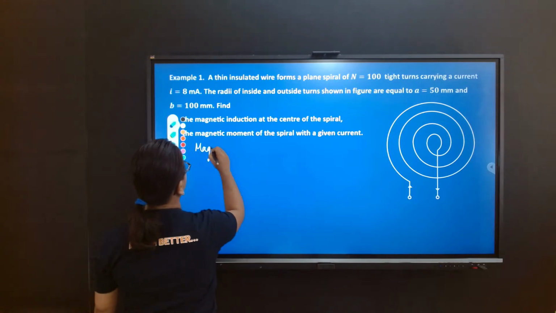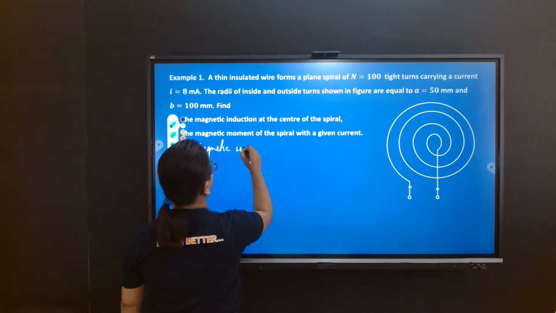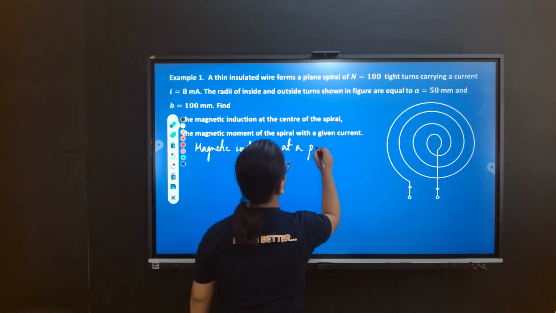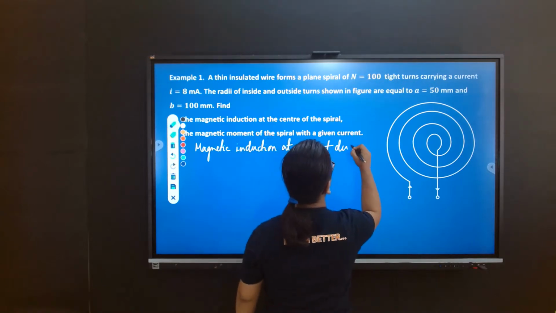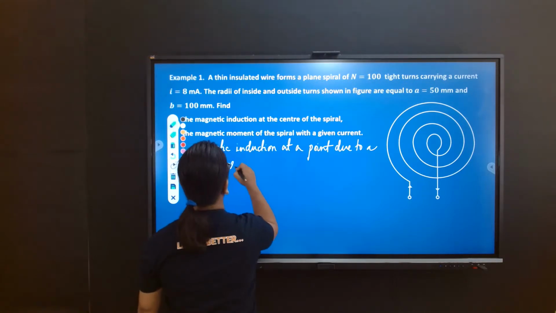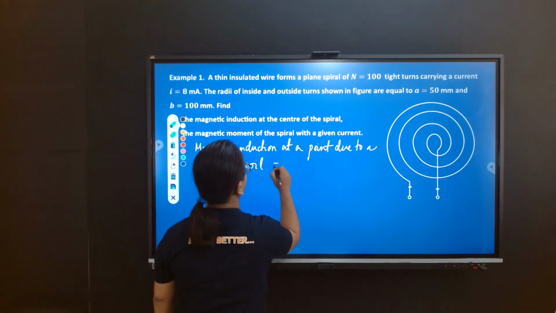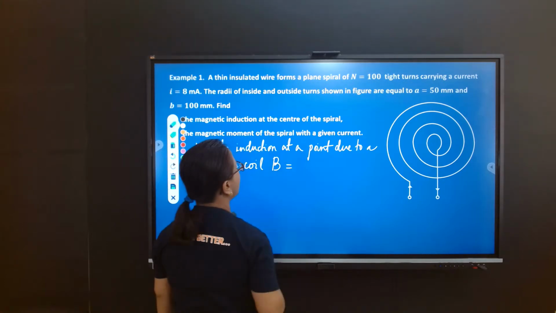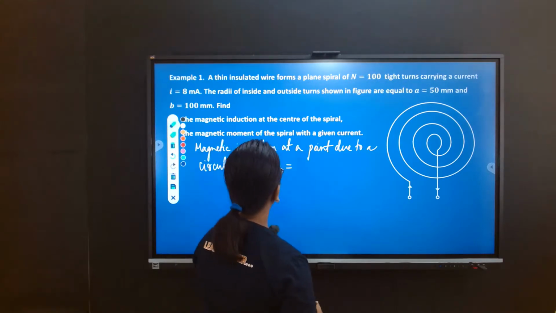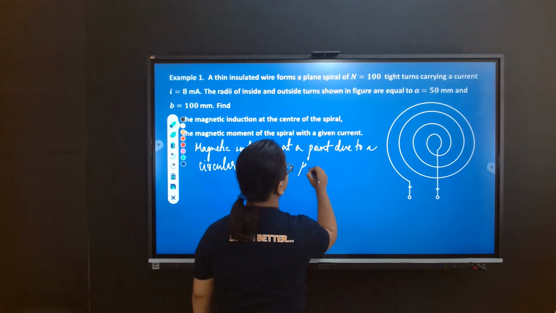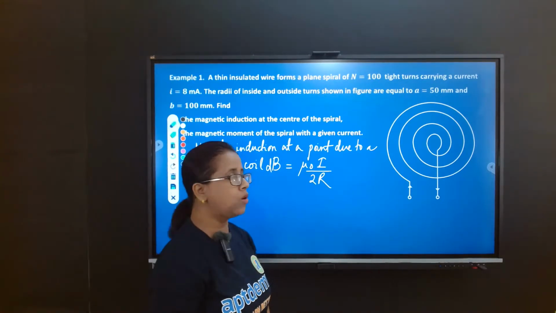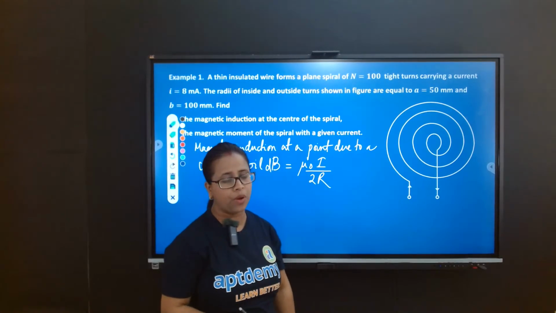The magnetic induction at a point due to a circular coil. Let's take it as B, and B is equal to, let us take it as dB, a small amount. So dB is equal to mu naught I by 2R, where R is the radius of the circular coil and I is the current flowing through the coil.